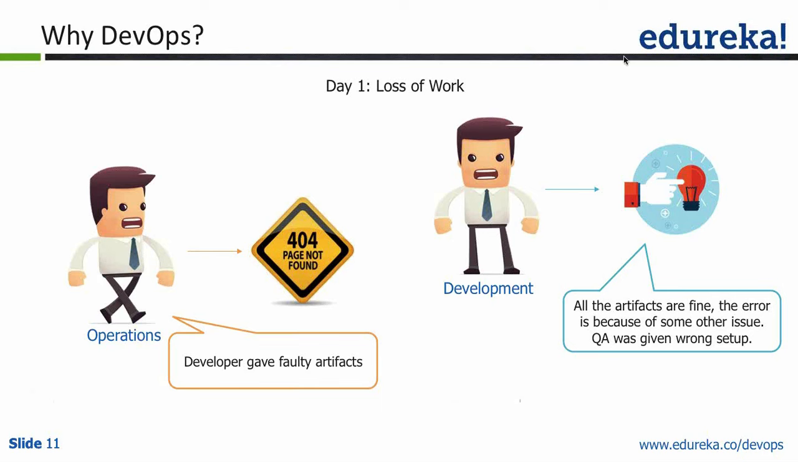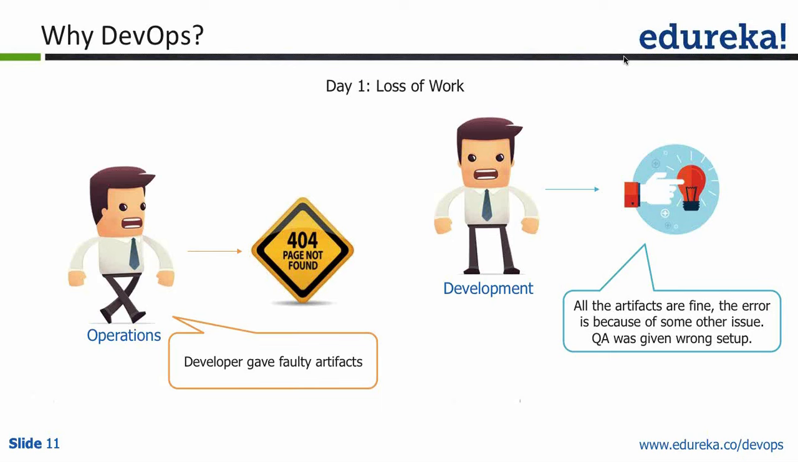QA was given the wrong setup, right? If you again see here, it's more of a transactional setup that we have within the organization. Ops says that I have no idea why customers are getting 404. Dev team says that all my changes are fine. The error is not because of my code, but maybe QA was given the wrong setup. But if you see the overall conversation, it's more of a finger pointing, that it's not my problem, it's your problem.